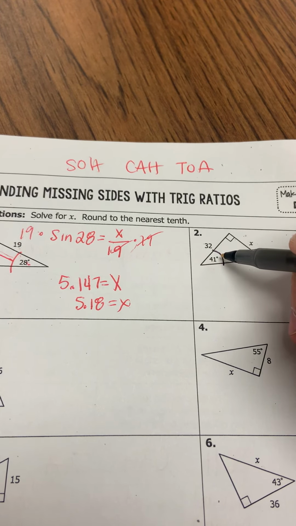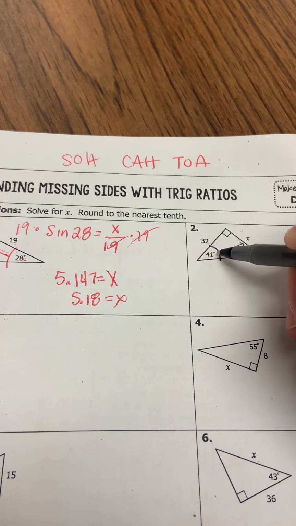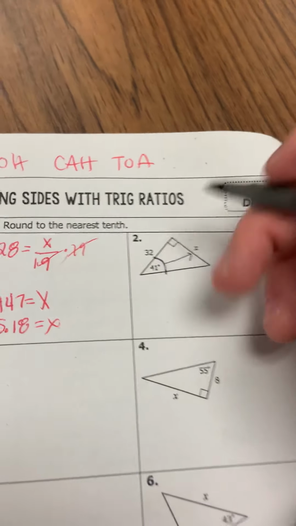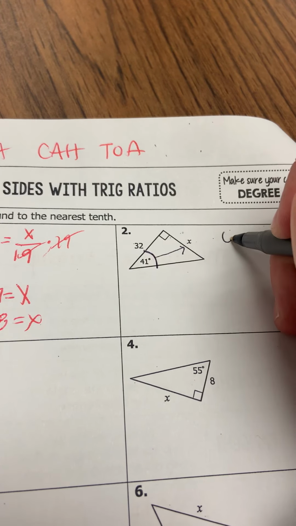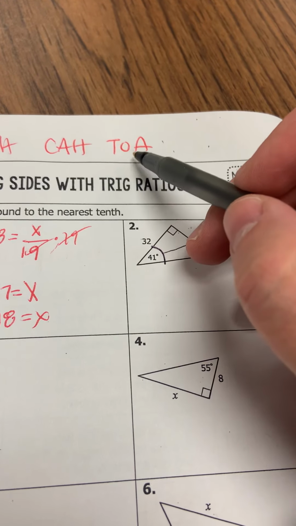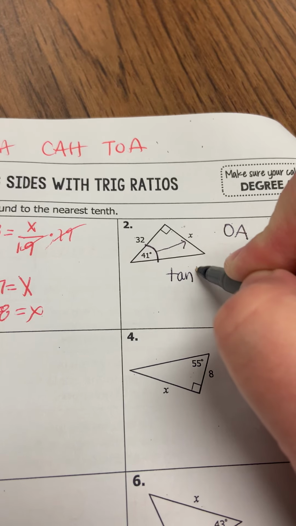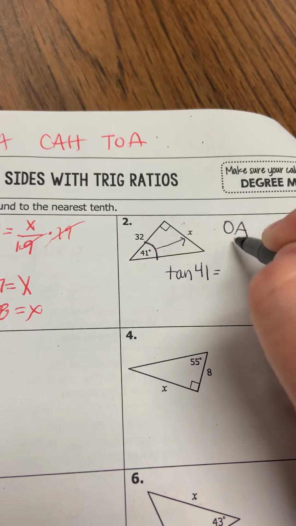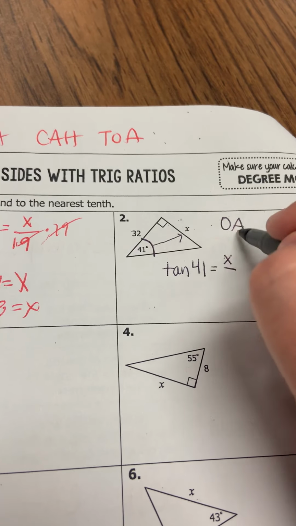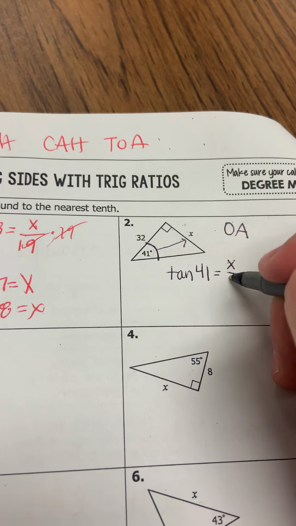Then you look for what you're given. You're given the opposite, unknown, and an adjacent. This side over here is the hypotenuse, so we don't necessarily need that. So we're given an opposite and an adjacent. Since we're given an opposite and adjacent, we're going to be using the tangent function. So tangent, and you put the degrees next to it, 41 equals the ratio of the opposite, our unknown, divided by the adjacent side to the angle, which is 32.